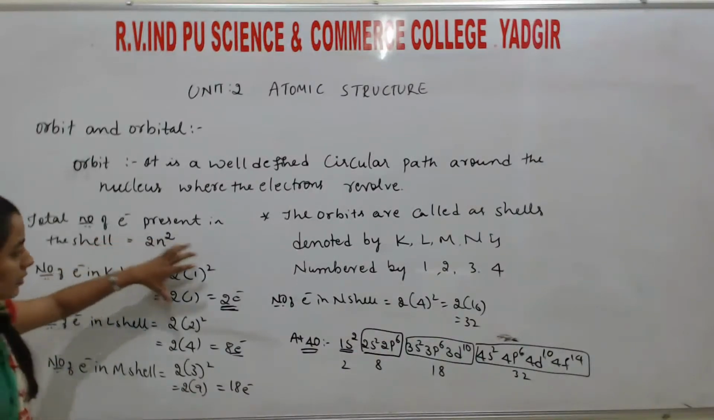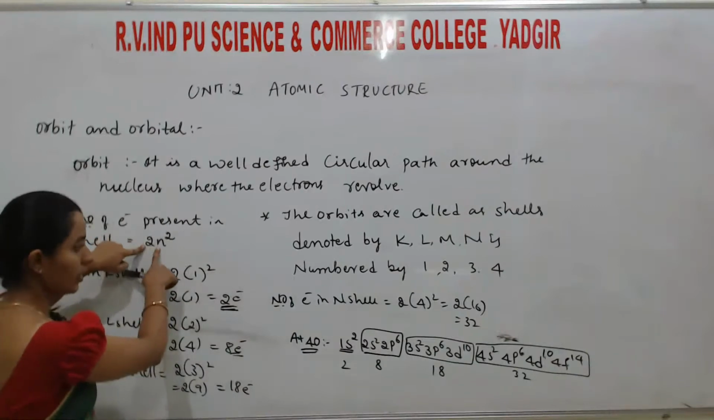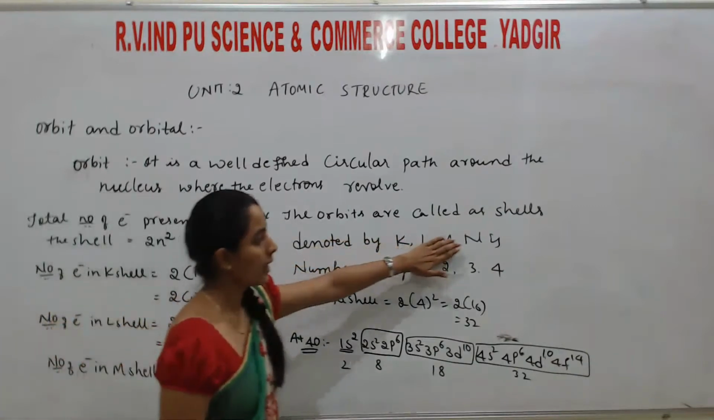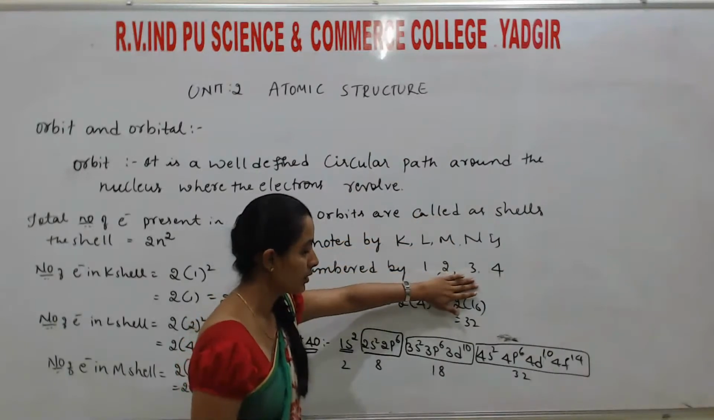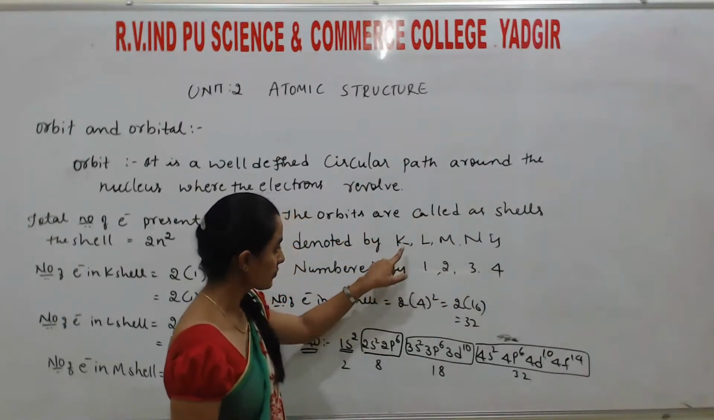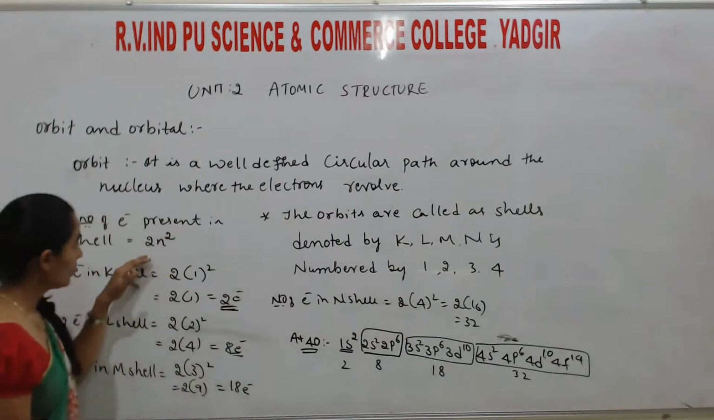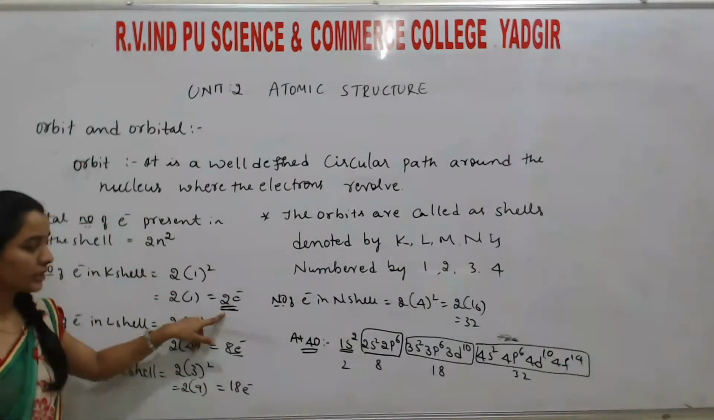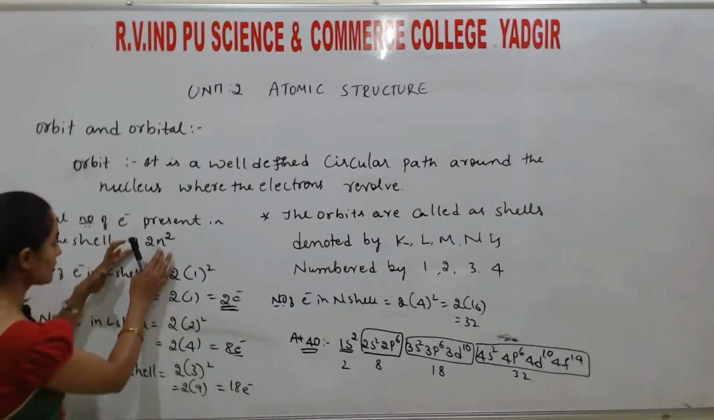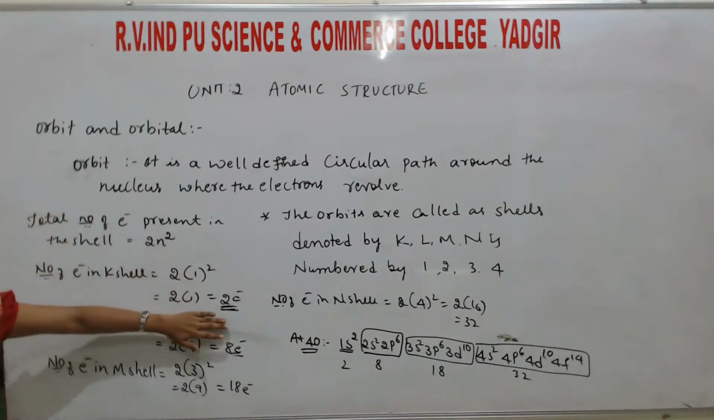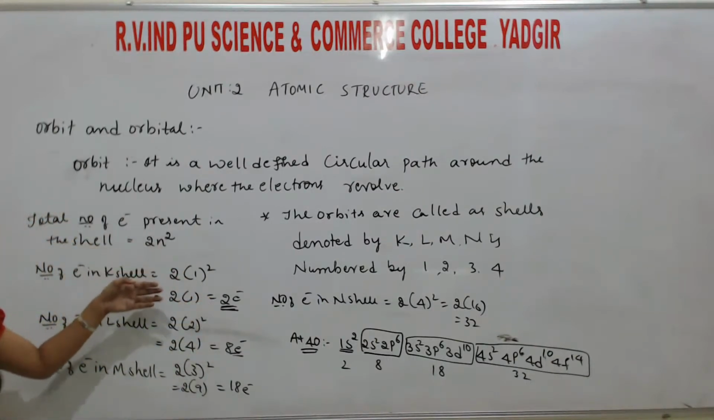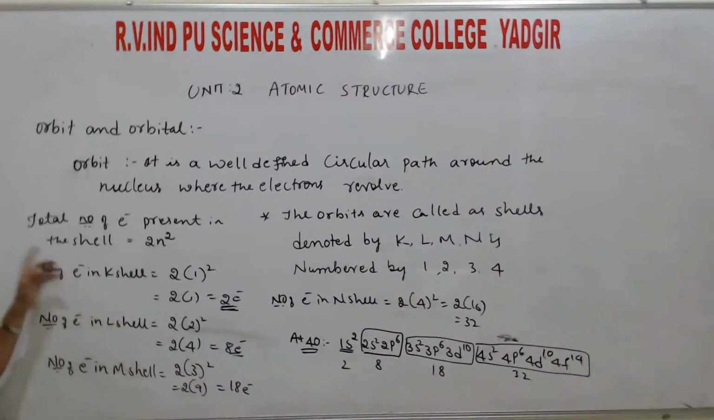Okay, so here the formula is equal to what? 2n square. N is equal to what? Here now we are not taking the K, L, M, N name, we are taking the number of the respective shell. For K, n is equal to 1. We are substituting here, we will get 2 electrons. Once we substitute the value of the respective shell here, we will get the maximum number of electrons that can be accommodated in that orbit. Okay, so this is all about the orbit.